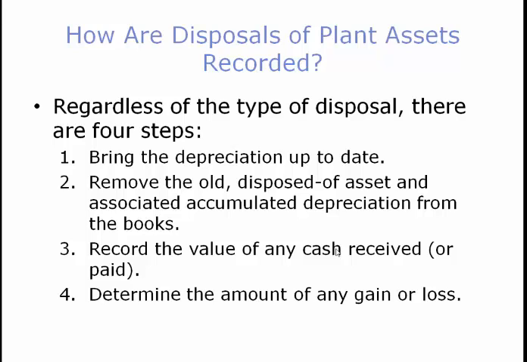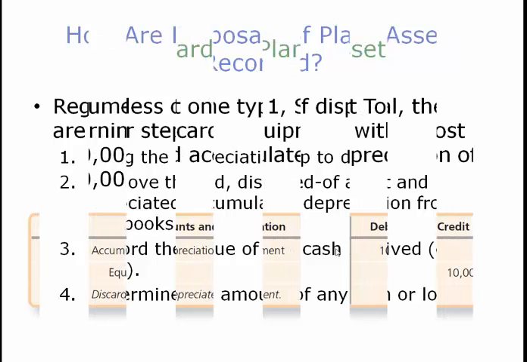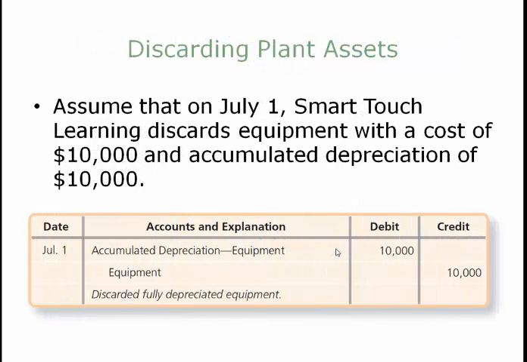So you're going to debit accumulated depreciation, credit the asset, and if you have any cash that came in, that's going to be a debit. And any difference between those, the sum total of all of those, is going to be a net debit or a net credit. If it's a net credit, it's a gain. If it's a net debit, it's a loss. And if we look at Smart Touch Learning, here's one. They got rid of some equipment with a cost of $10,000 and accumulated depreciation of $10,000. So this is a fully depreciated asset with no net book value. So there was no gain or loss on the asset.